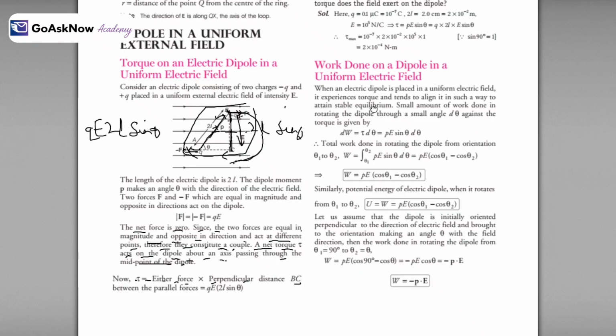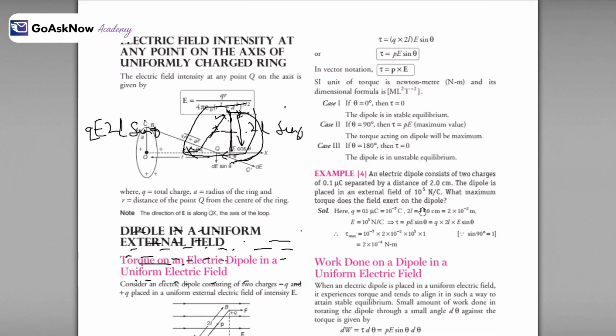Let's move to the next point. Tau will be equal to PE sine theta. Why PE sine theta? Because Q into 2L is your P value, the value of your dipole moment. So tau will be equal to P cross E, because PE sine theta is your cross product value, and we can write it as the cross of P and E.